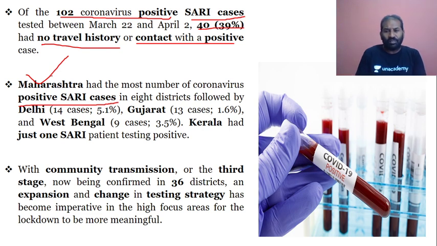Maharashtra has the most number of positive SARI cases. Again, this is very important from the prelims point of view. One of the statements given could be that Maharashtra has the largest number of positive SARI cases. Do not get confused and think it is a typing error for SARS. No, Maharashtra has the most corona positive SARI cases, prelims point of view. Then the next is Delhi, followed by Gujarat, and then West Bengal. And the one with the lowest is Kerala.